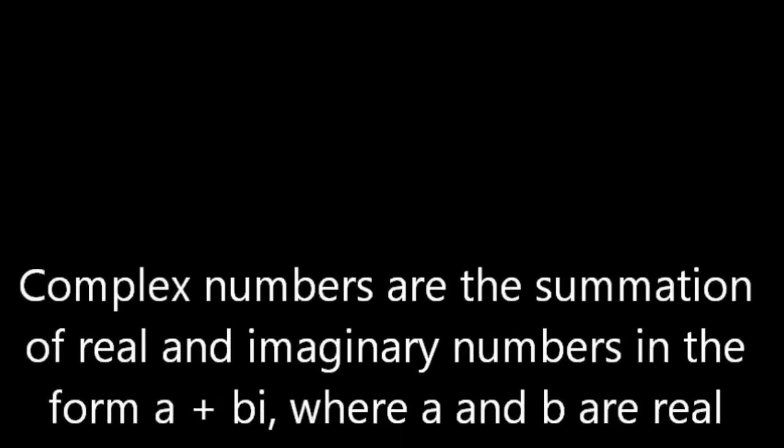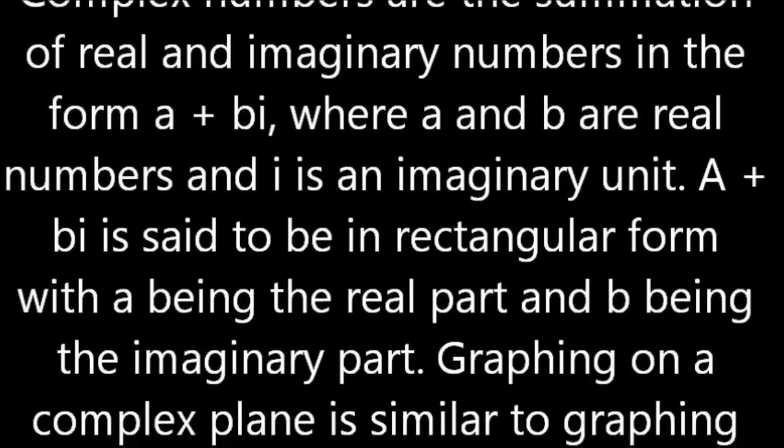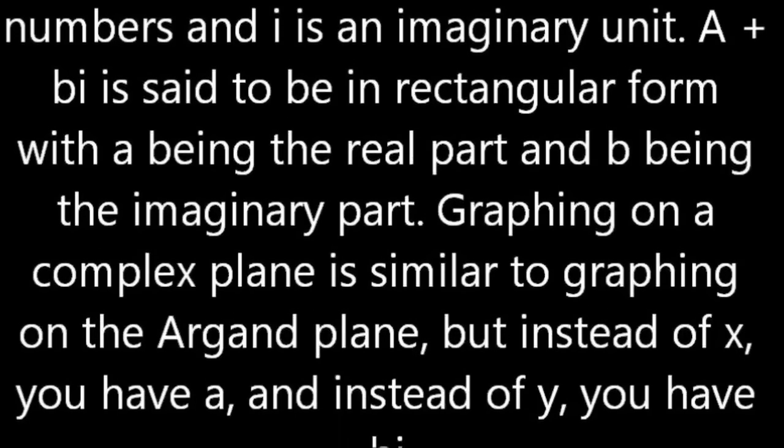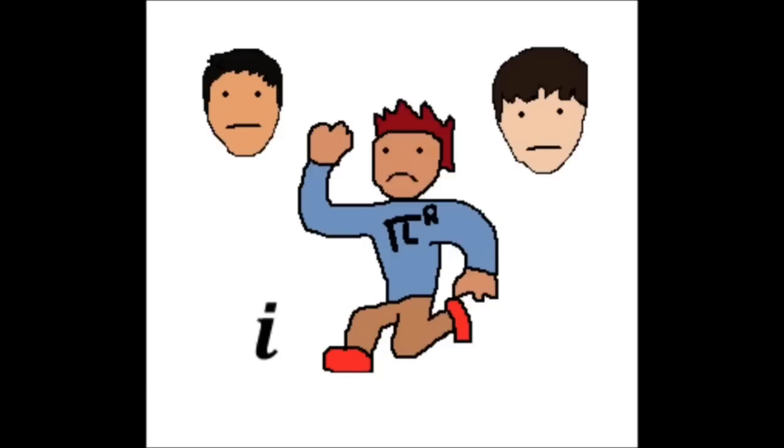Yeah. Complex numbers are the summation of real and imaginary parts in the form a plus bi, where a and b are real numbers and i is an imaginary unit. A plus bi is said to be in rectangular form, with a being the real part and b being the imaginary part. Graphing on a complex plane is similar to graphing on the rectangular plane, but instead of x you have a, and instead of y you have bi. Is that the abridged version? That is correct.